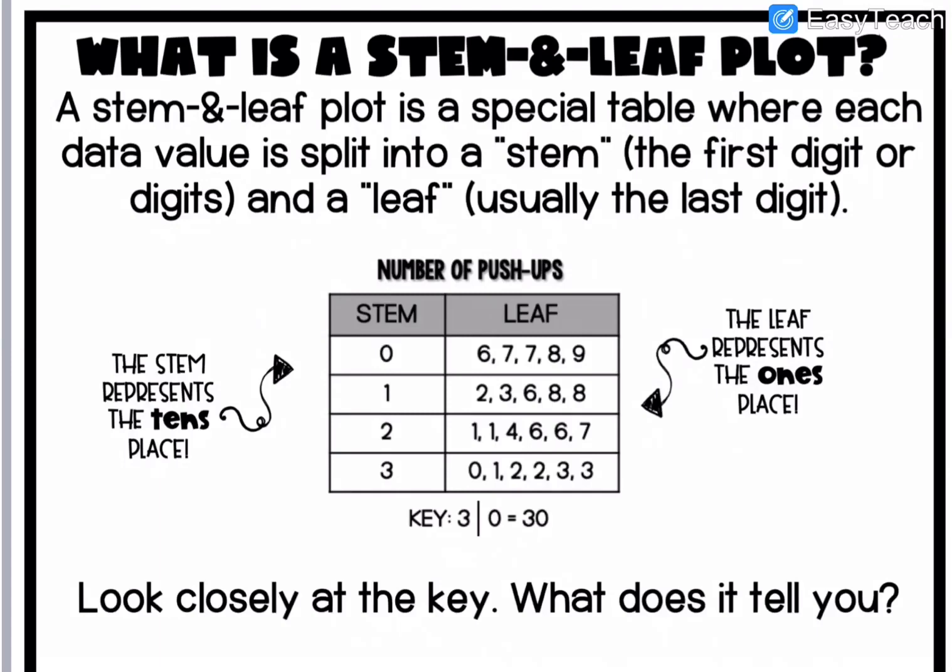So I'm just going to do this real quick. For your leaves, we have 6, 7, 7, 8, 9, because the stem is 0. So there's no 0 in the tens place. Then now I'm in my second column. Now I have 12, 13, 16, 18, 18. Okay, now if I move to my third column, I'm just going to put the 2 in front of each of these numbers. So you can see there's a lot of data in this table. A stem and leaf plot is a good way to organize that data when you have a long list of numbers.